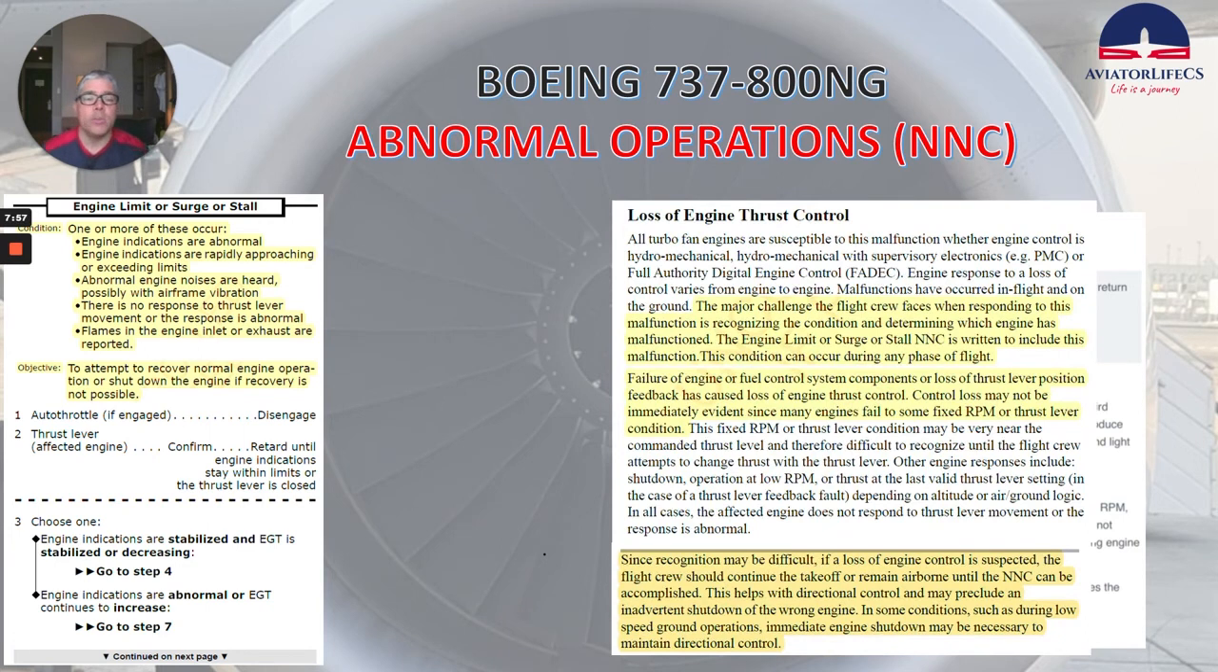So I highlighted what I believe is important, but please read the whole text. It's a good reading. The major challenge the flight crew faces when responding to this malfunction is recognizing the condition and determining which engine has malfunctioned. The engine limiter search or stall non-normal checklist is written to include this malfunction. This condition can occur during any phase of flight.